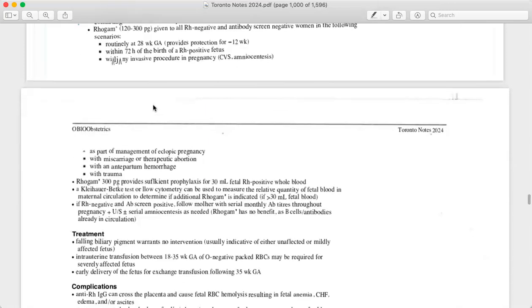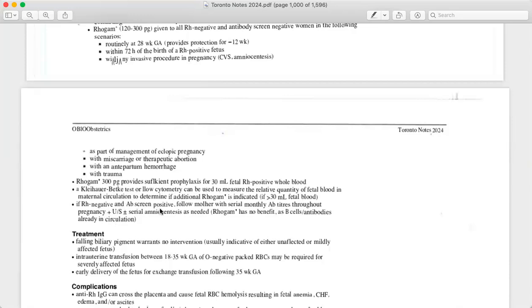As a part of management of ectopic pregnancy with miscarriage or therapeutic abortion, with an antepartum hemorrhage and with trauma, Rogam 300 mcg provides sufficient prophylaxis for 30 ml. And a Kleihauer-Betke test is used to test if the Rogam is enough or if additional Rogam is needed. So if they ask how you can find out if further Rogam is needed after you have given Rogam, the test is called the Kleihauer-Betke test.